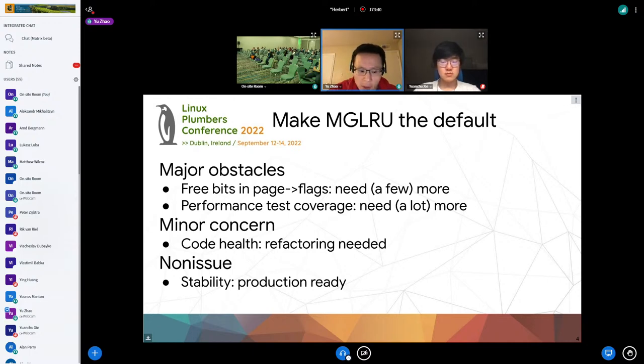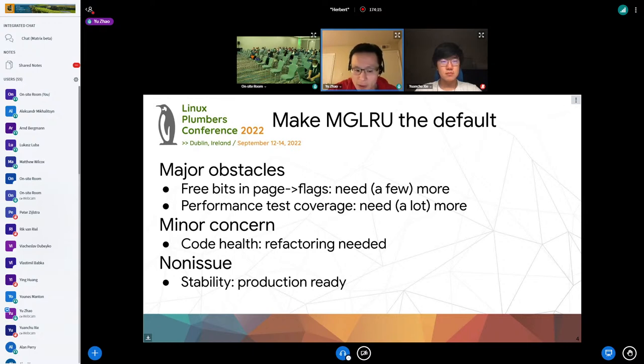So we want to free some existing bits to make room for MGRU. The current plan is to move RRU related bits into the lower bits of page RU pointers. Basically, we have two pointers in the linked list node, the RRU linked list node. So the lower bits are not used, so we can fit some MGRU related bits there.